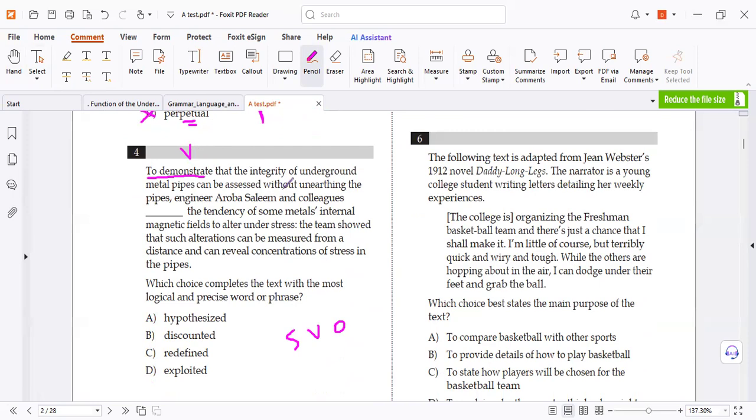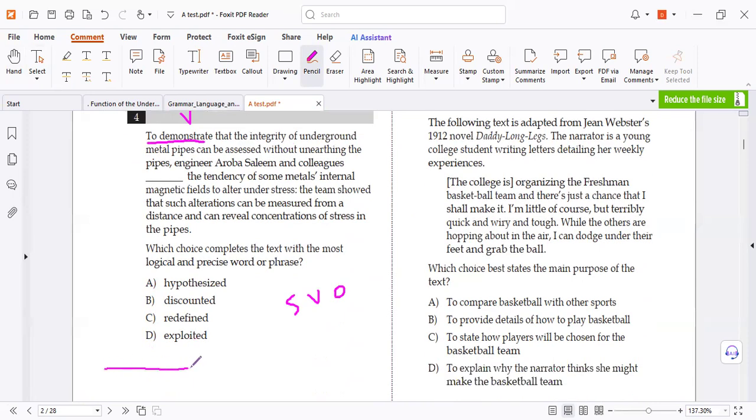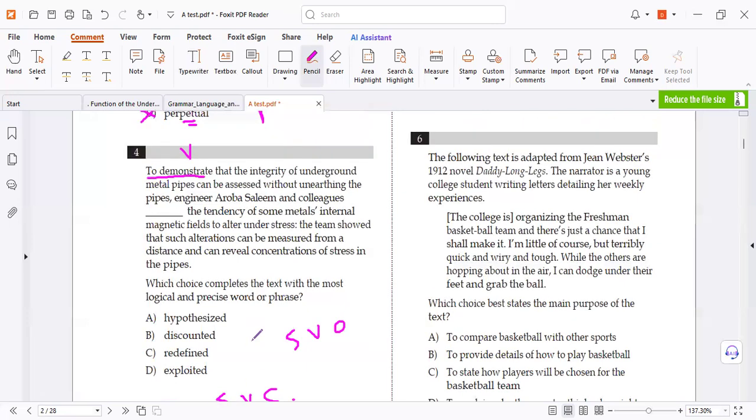In grammar and structure, we will study that if the writer starts with an infinitive phrase, you need a subject after. So your subject is after the comma. Look, engineer, colleagues. So they wanted to demonstrate the integrity of underground metal pipes can be assessed without unearthing pipes. To demonstrate the integrity, they did something too. So subject, verb, object.